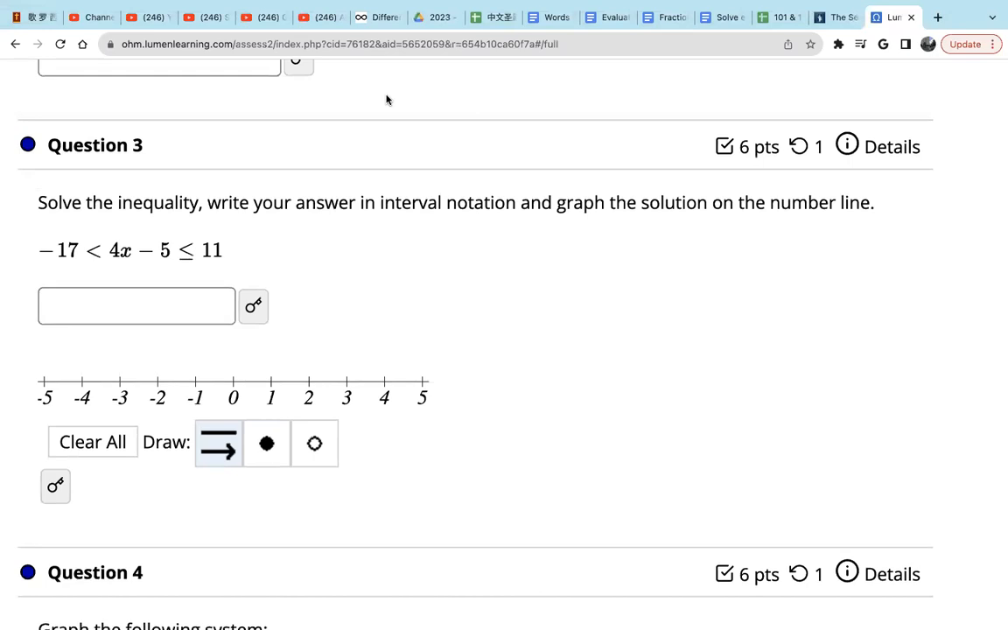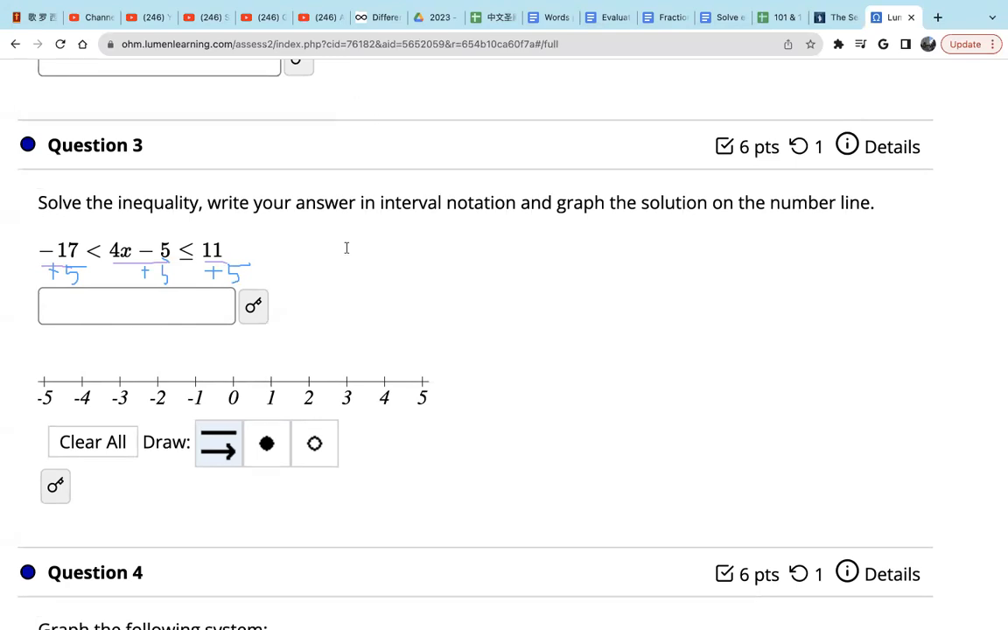Three. We want to solve inequalities. So we have 3 sides, right? We have one in the middle, one on the left, one on the right. So first, we want to get rid of this 5. So what do we do? We add 5 on 3 sides. We add 5 to negative 17, and we add 5 to 11.